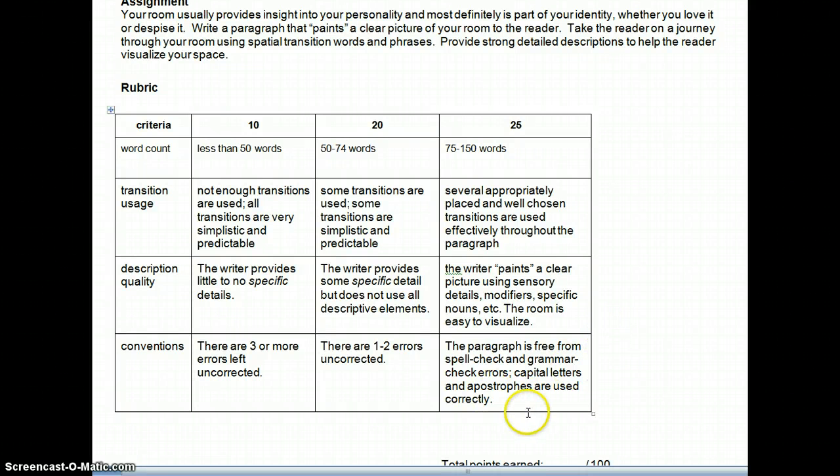And then make sure I would type it as a Word document, and make sure that you check your spelling and your grammar, looking over capital letters and apostrophes as needed. Okay, that's the end of this lesson. Go back and review if you need to, and let me know if you have questions.